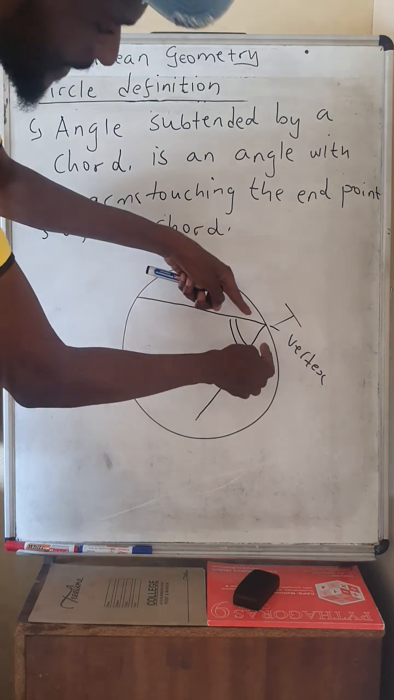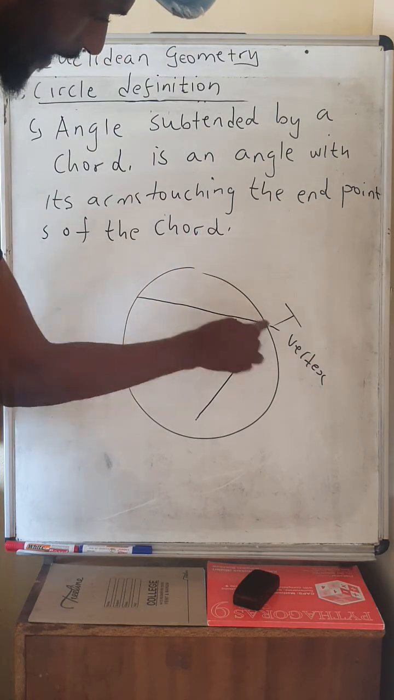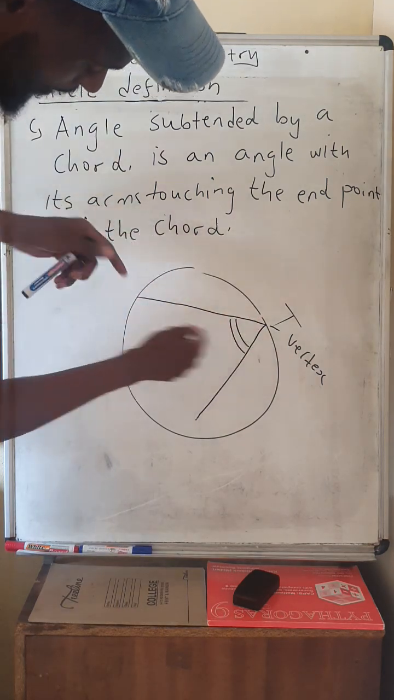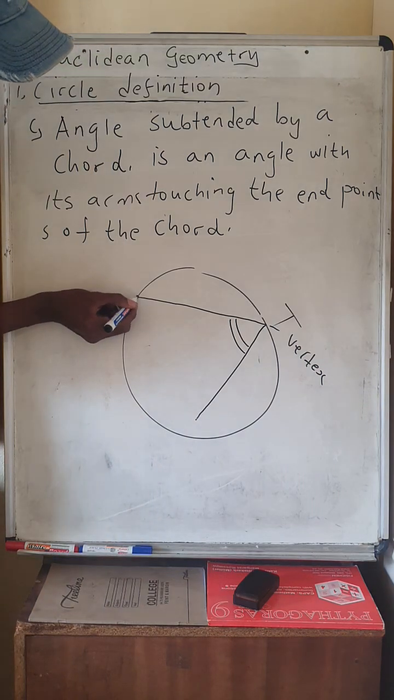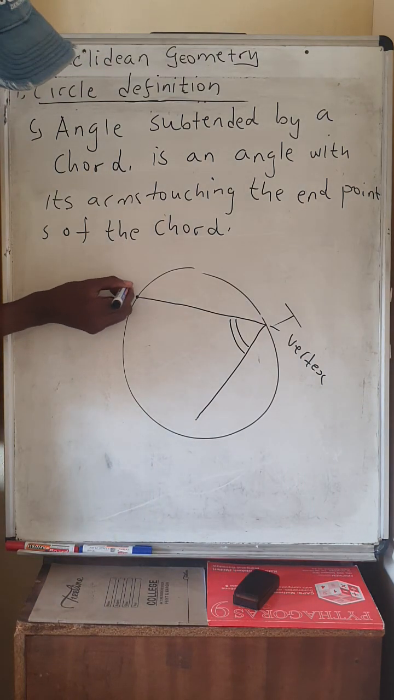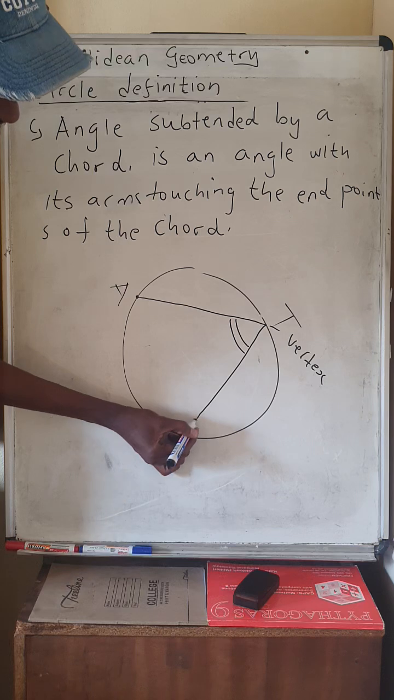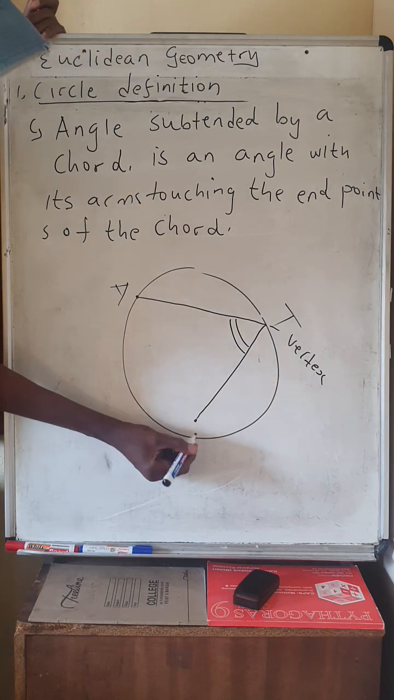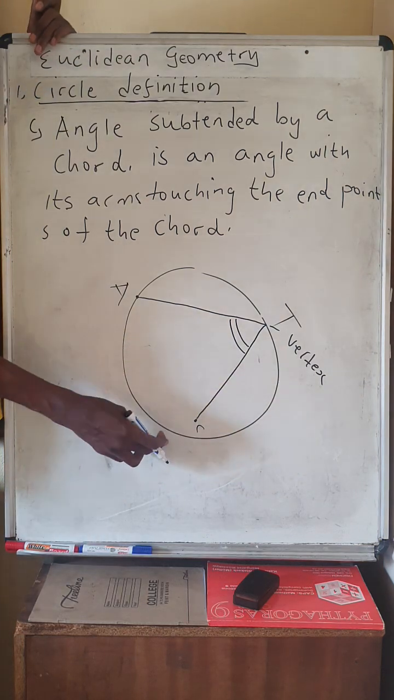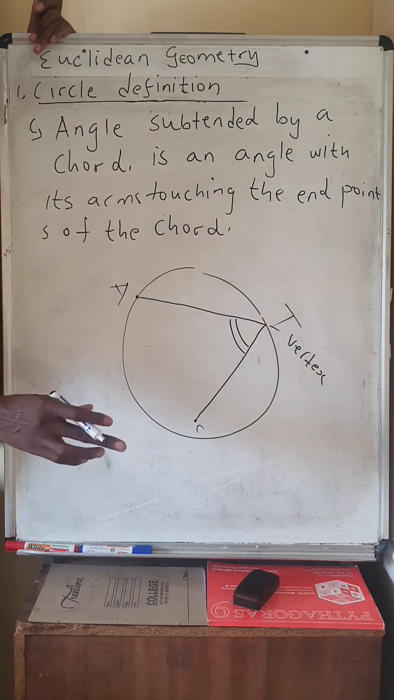So now let us follow the arms. The first arm, so this arm here, touches the circumference here. Let me call this point A. But the other arm ends here. Let me call this C. Is the other arm touching the circumference? No. So in this case, there's no way we can think of it as subtended.